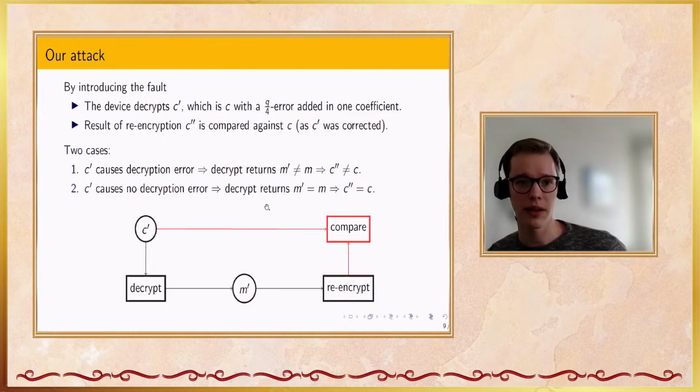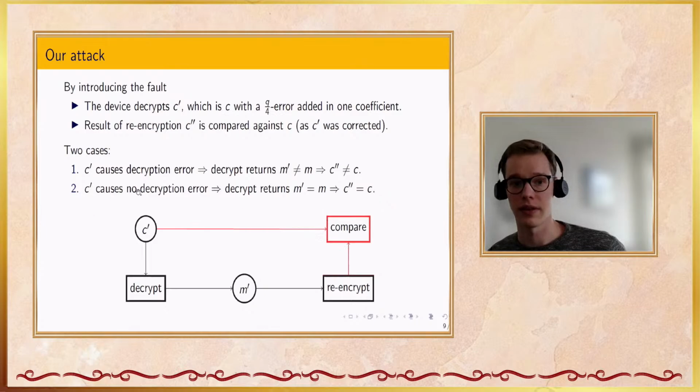What happens is that the device decrypts C prime, which is C with a q divided by 4 error added in one coefficient. But the result of the re-encryption here is then compared against the original ciphertext and not the manipulated ciphertext. And what we achieve by this, we have two cases. In case the addition of q divided by 4 causes a decryption error, we get a different message that is not the original M that was used to create C. And then, of course, the re-encryption also gives a different ciphertext, which differs from C. So we will see a decapsulation error here.